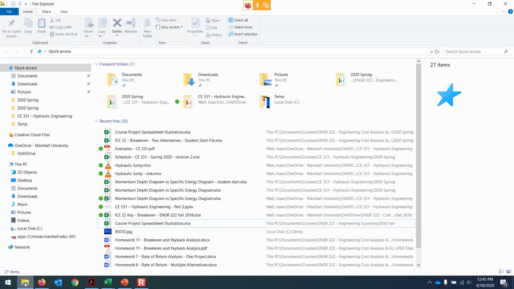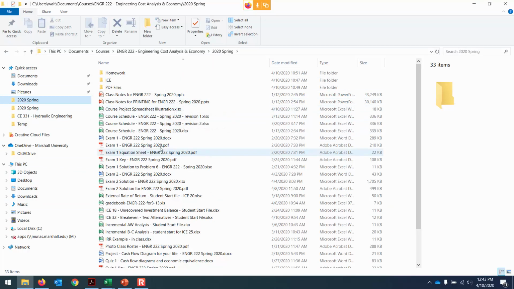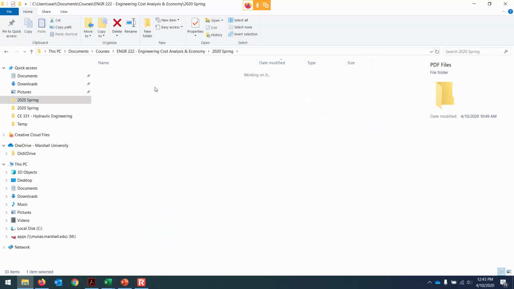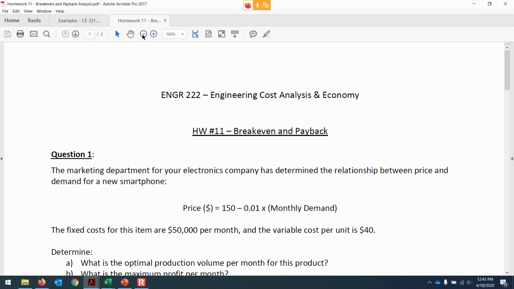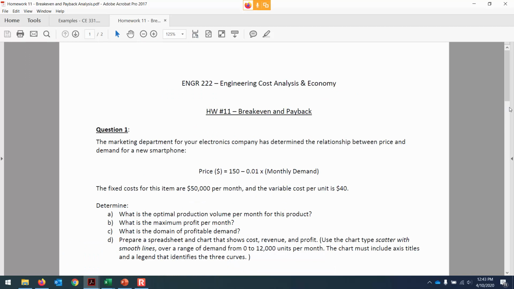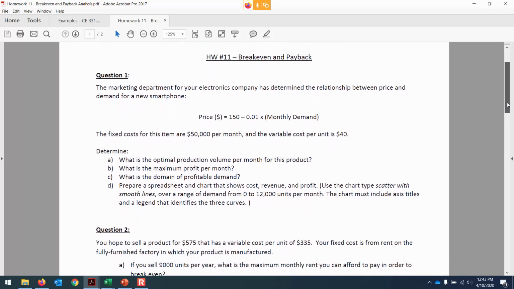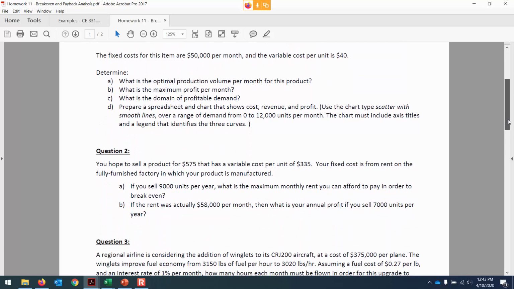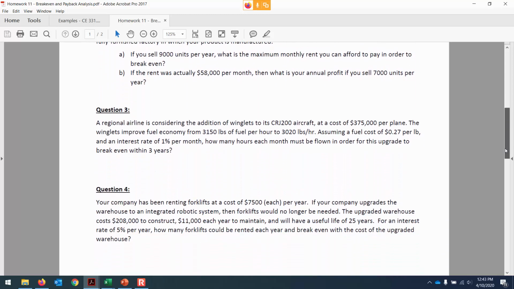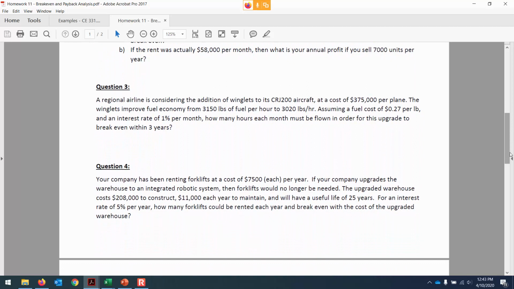So let's take a look at the homework assignment that you've got due, just briefly to put that on your radar. Okay, here it is. So question 1 is a price demand type problem similar to what we looked at in the last class meeting on Wednesday, and so is question 2. It is a price demand relationship problem.